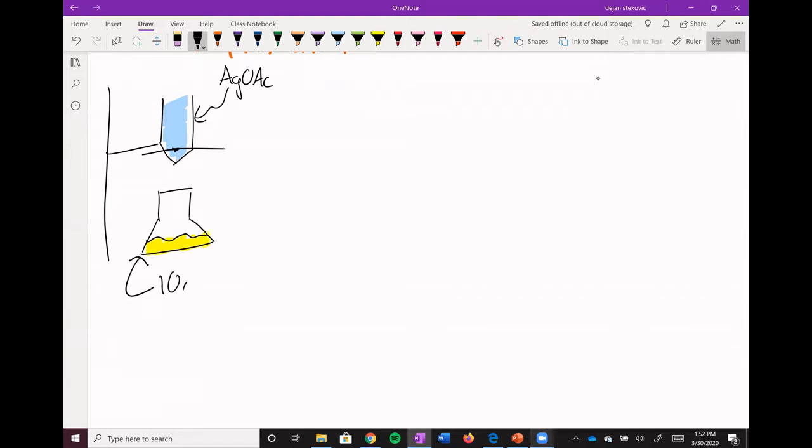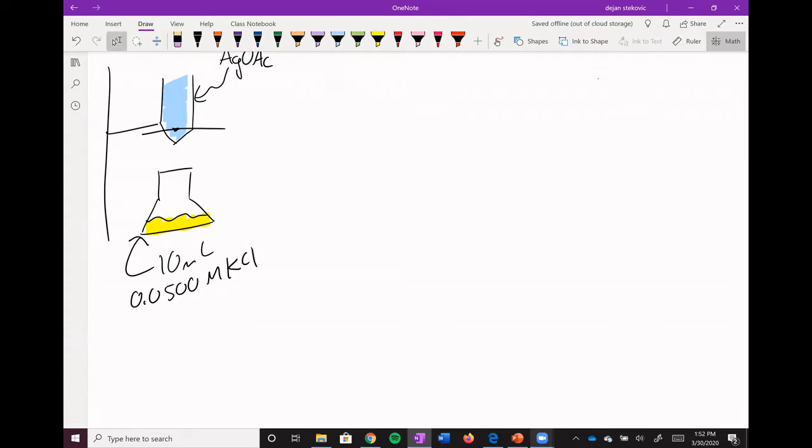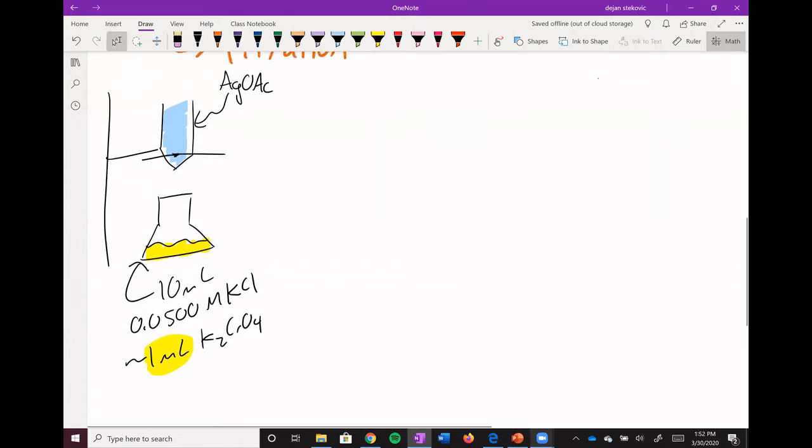But in here is 10 mL of 0.0500 molar potassium chloride. Right, so that's volumetric, so we want to know exactly how much of that there is, and it's 10 mL of this 0.05. And then you have approximately 1 mL of this potassium chromate, just approximately 1 mL, because this is our indicator, so we don't really care how much is in there. It's just going to be what tells us to stop the reaction, and this is where the yellow color comes from. So the yellow color comes from the chromate in here.